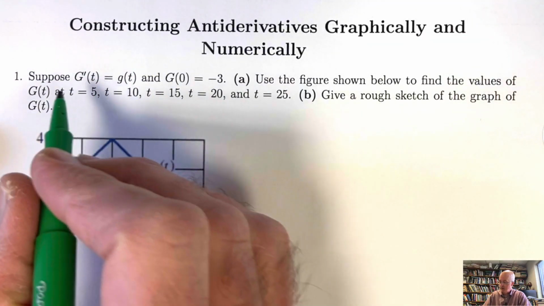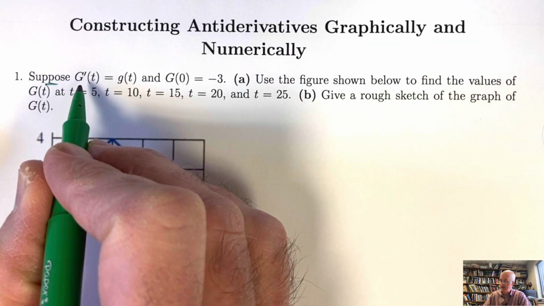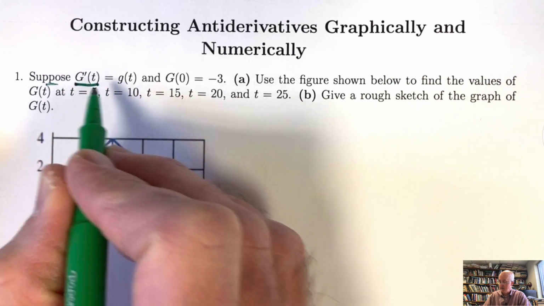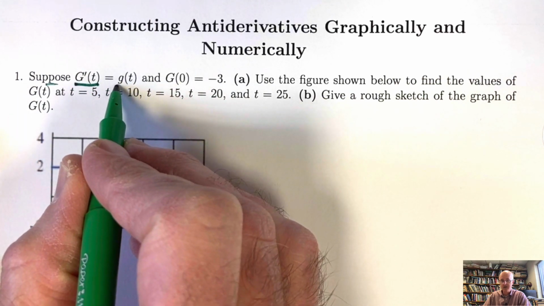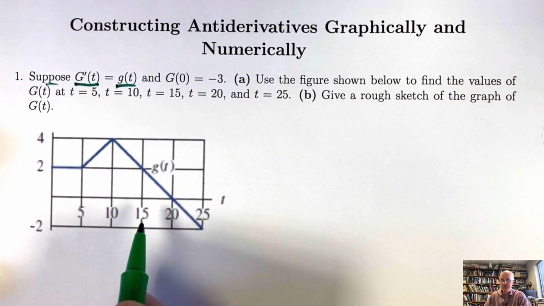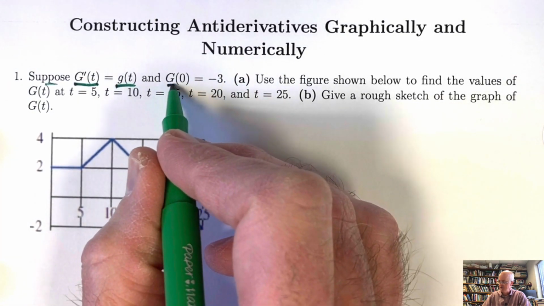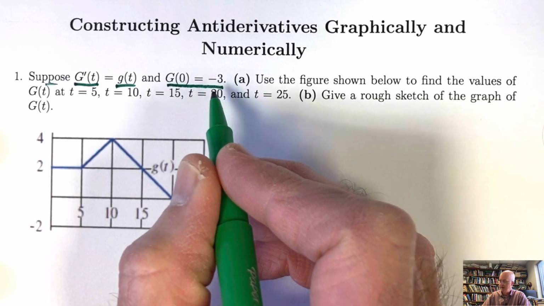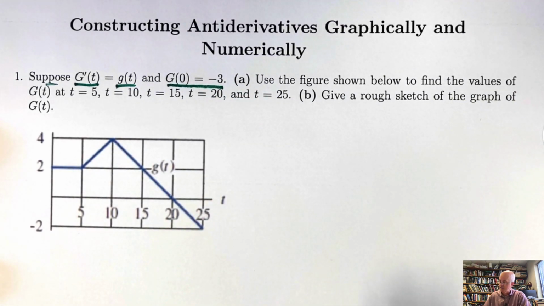Number one says, suppose we've got a function capital G of t whose derivative always equals some function little g of t. In fact, little g of t is the graph that you see. We also suppose capital G of 0 equals -3. Why -3? It's really an arbitrary choice.